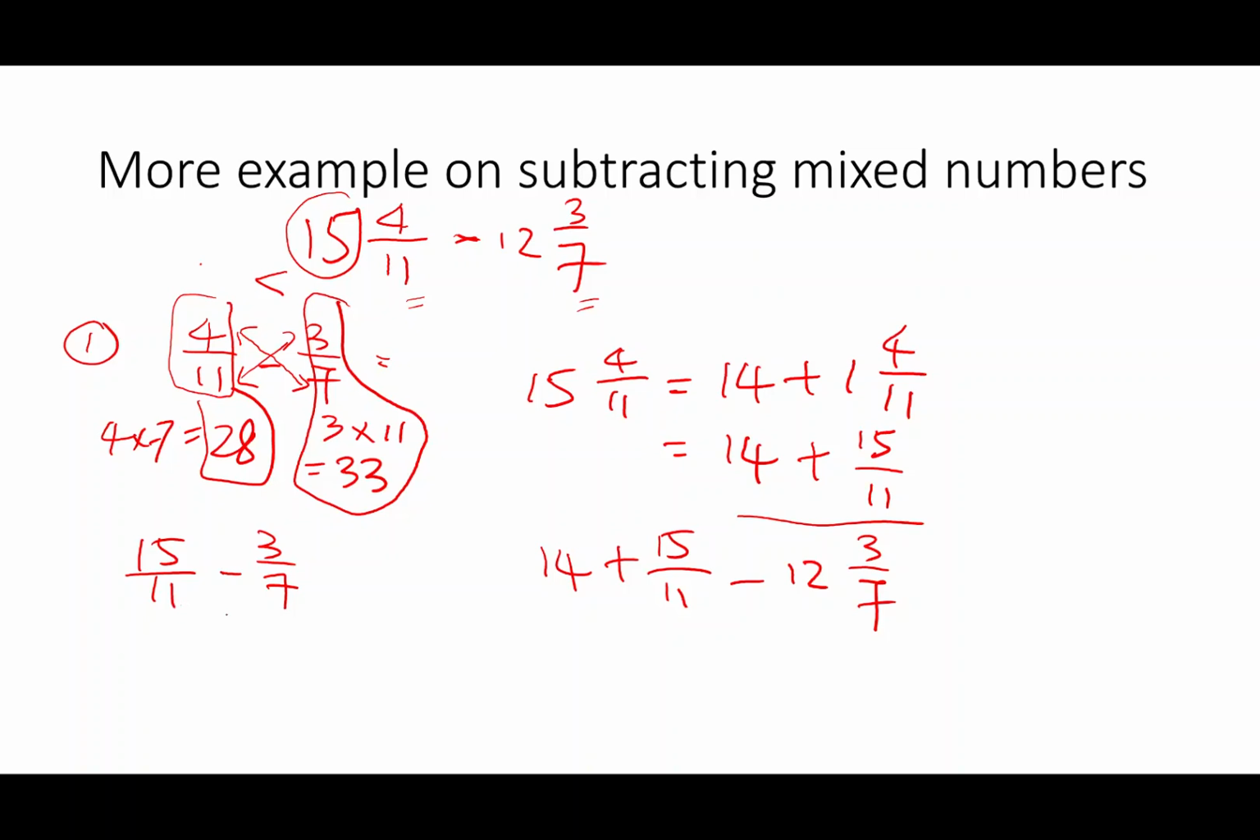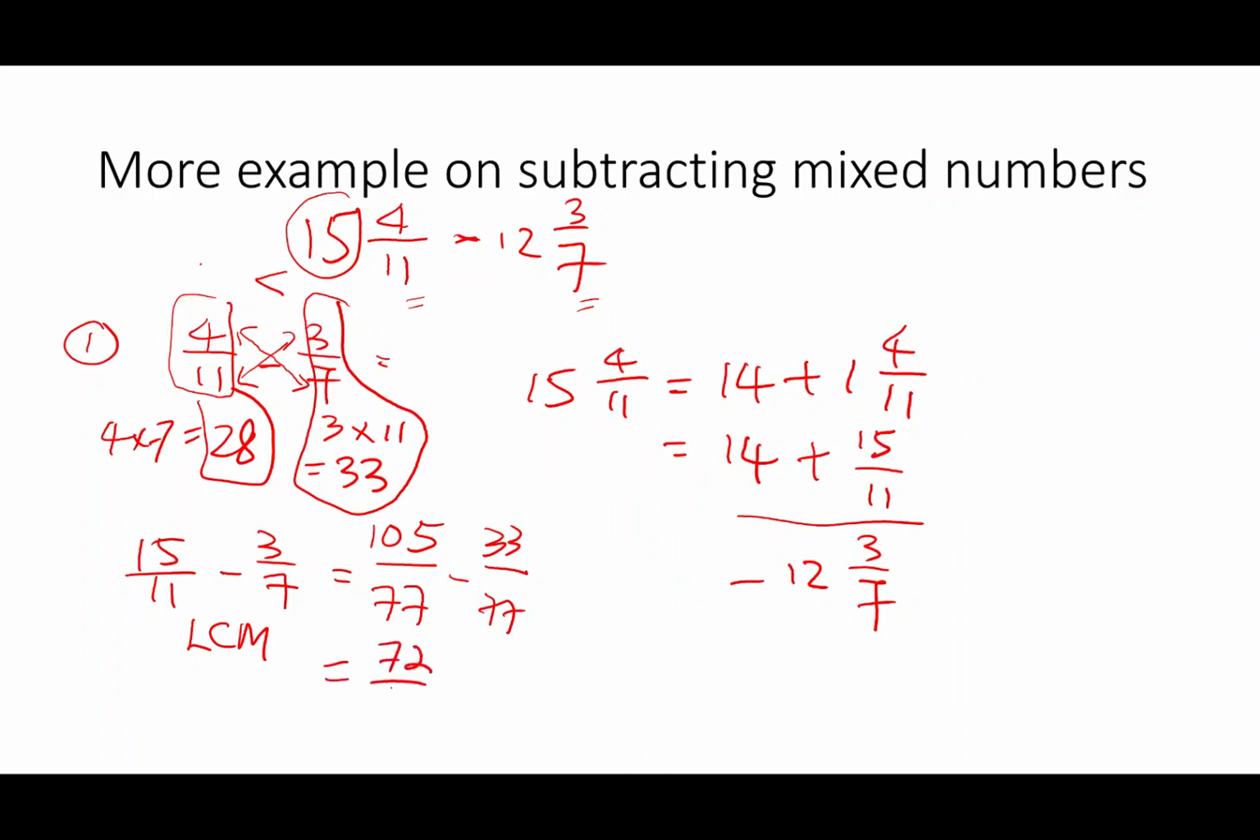Now because the denominators are not the same, again we have to make use of the LCM to convert them into a similar denominator. The LCM for 11 and 7 is 77. 15 times 7 gives us 105, minus 3 times 11 which is 33. So the final answer is 72 over 77. This is the fractional part.